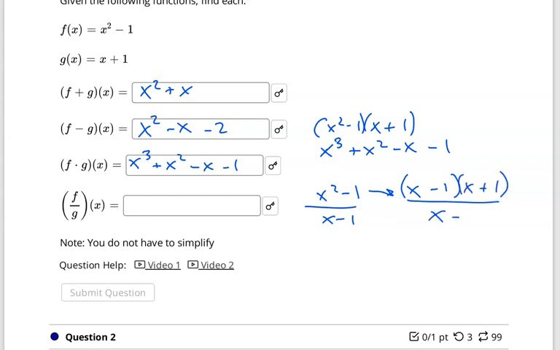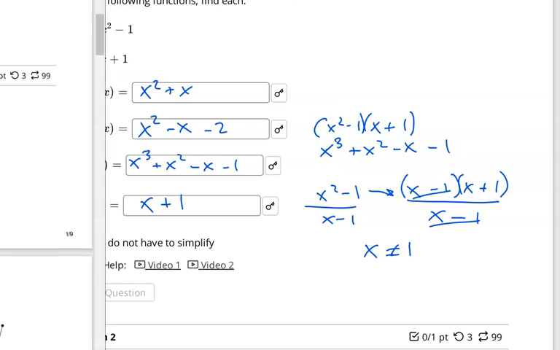And over x minus 1, well, x minus 1's factor out, so that becomes x plus 1. And just to be super careful, you could say, well, x not equal to 1, because then you'd have 0 divided by 0. But we let that divide out and just put x plus 1. Pretty easy solution. Let's go on to the next one.